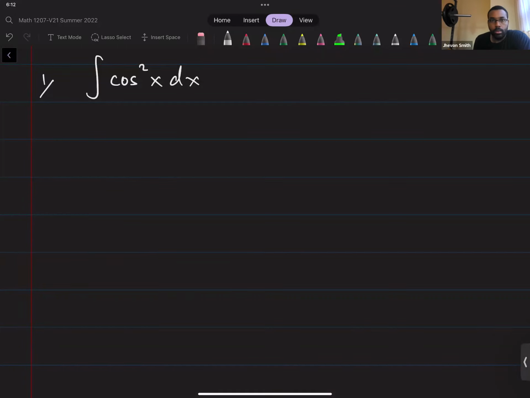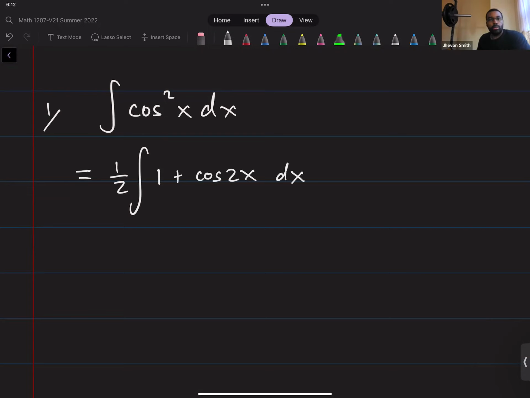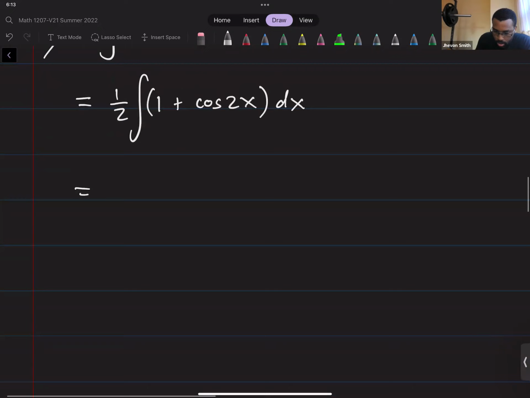What did you try? You use the double angle formulas to transform the cosine squared x into 1/2 parentheses 1 plus cosine of 2x. Right, so transform that into that. And now how do you integrate one? Well, that's just x. How do you integrate cosine of 2x? What's that going to be?